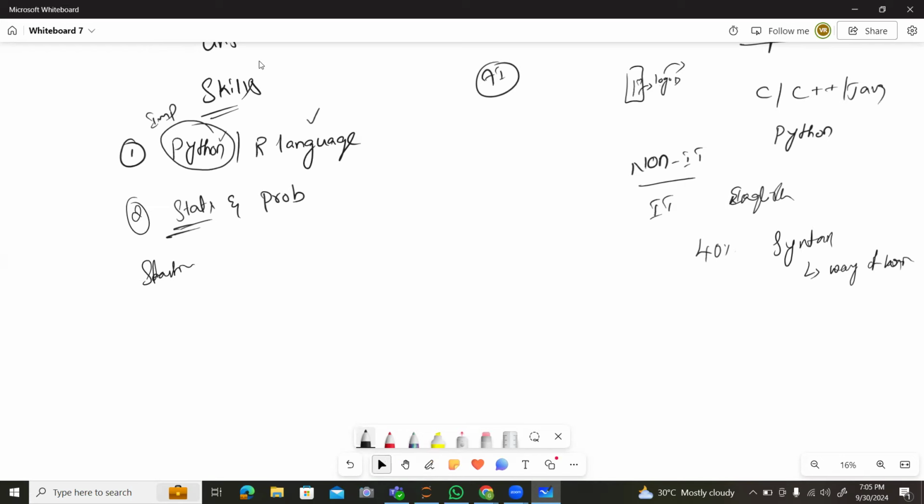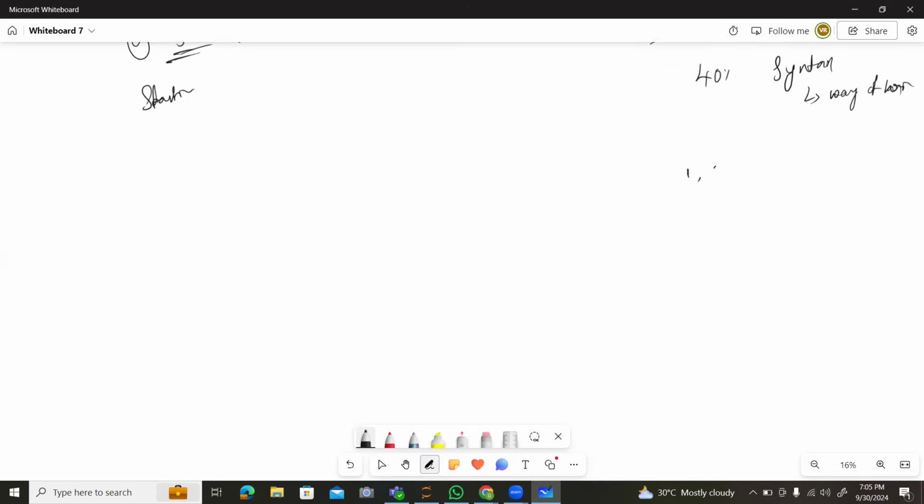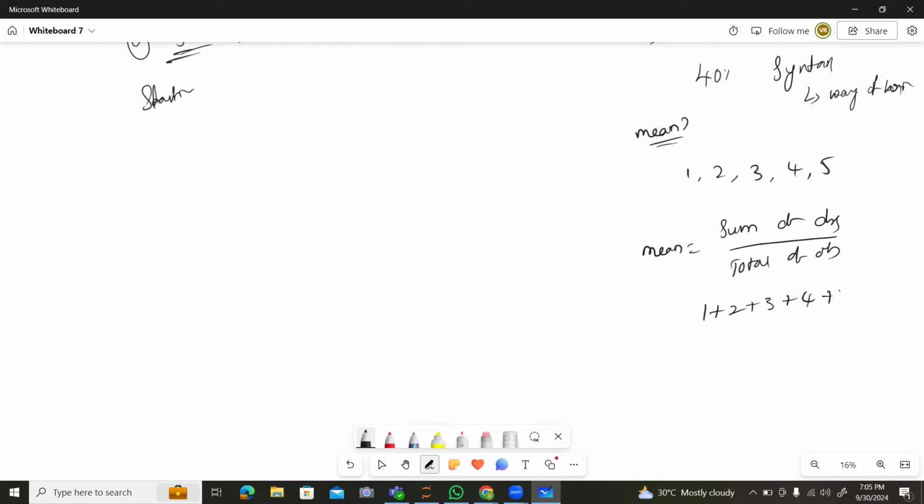How can you find the statistical analysis of a data? Take 1, 2, 3, 4, 5. Can you please find the mean? How can we identify the mean for this given data? Mean is the sum of observations divided by the total number of observations. We have 1 plus 2 plus 3 plus 4 plus 5 divided by the total number of observations, that is 5. The sum is 1, 3, 6, 10, 15. 15 divided by 5 is 3. So 3 is the mean of the data.